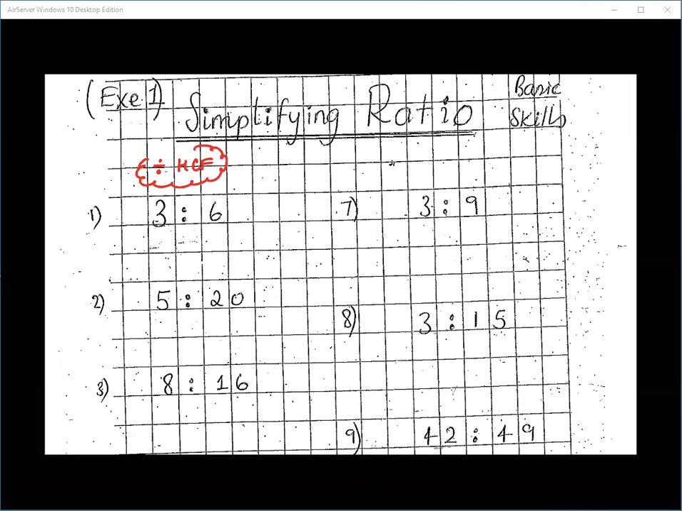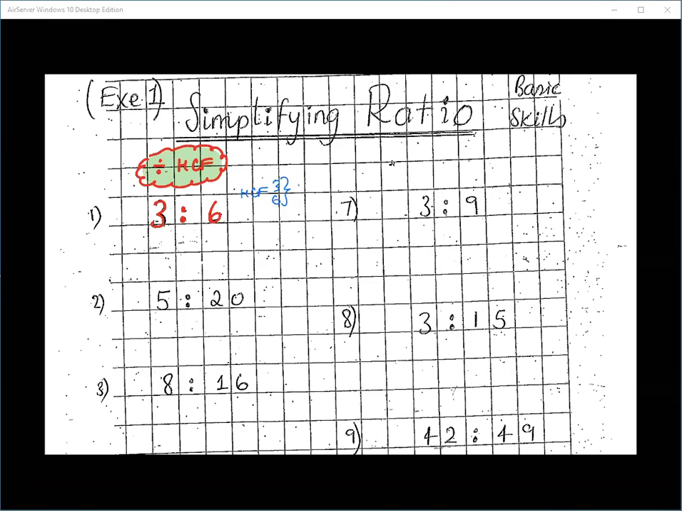So if you look at the first question here, the first question is the ratio 3 colon 6, okay? Now 3 and 6, the biggest number that will divide into them. Okay, let's have Aisha please join me. I'm here. Okay, what's the highest common factor of 3 and 6?